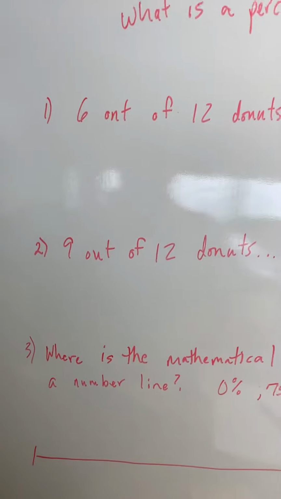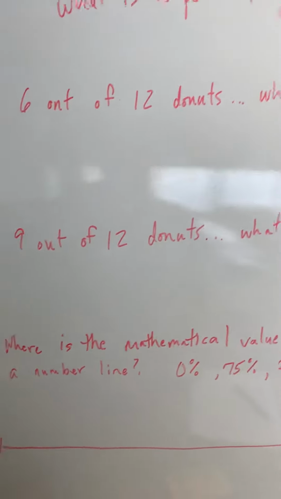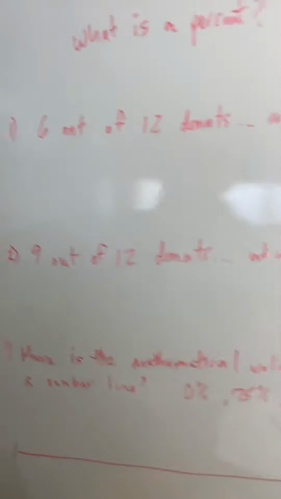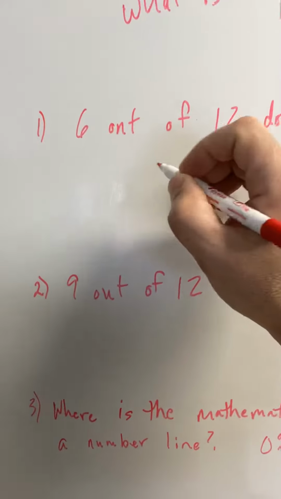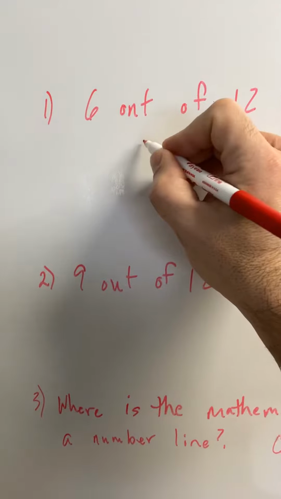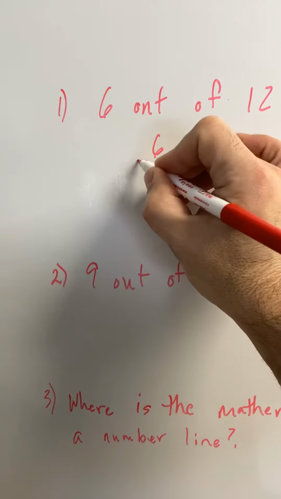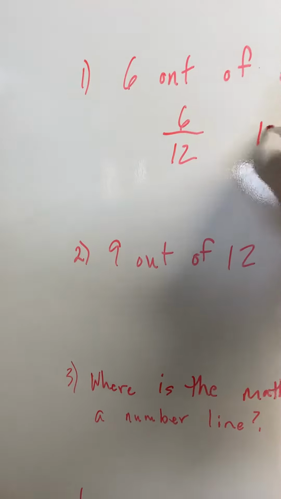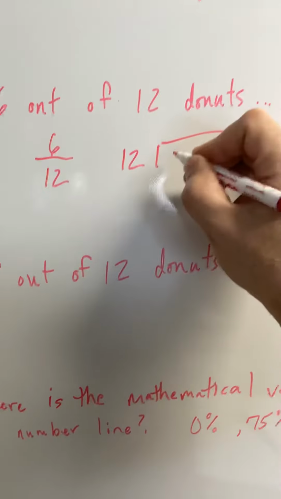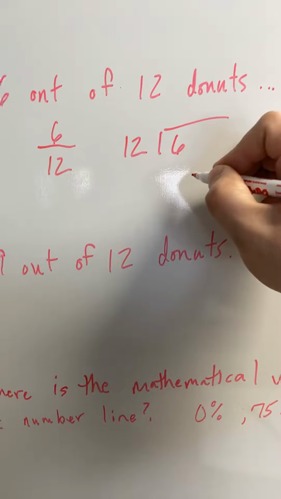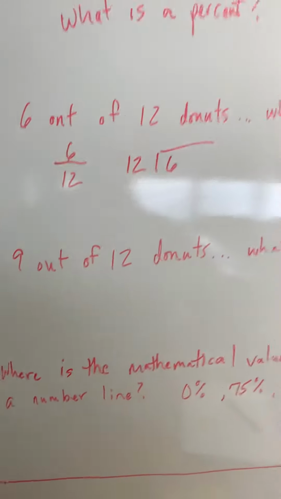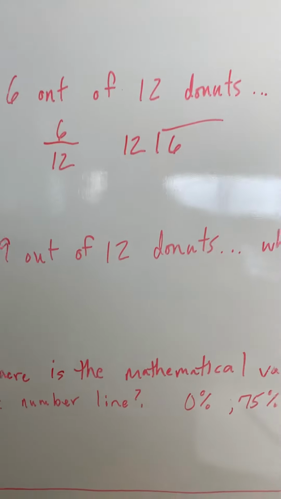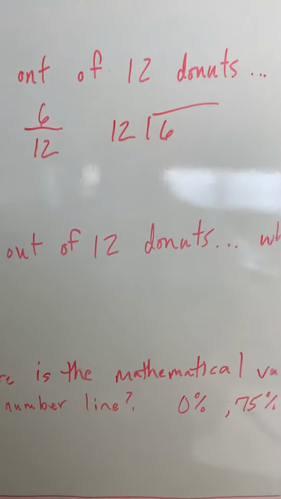Well, let's look at number one. Number one says 6 out of 12 donuts. What percent did I eat? Well, all we would do is we would take that and say 6 out of 12. And I could just say 12 divided into 6. Now, this is what we're going to be talking about later in the lesson, but I'm just going through because we wanted to see what you may have known before going in.